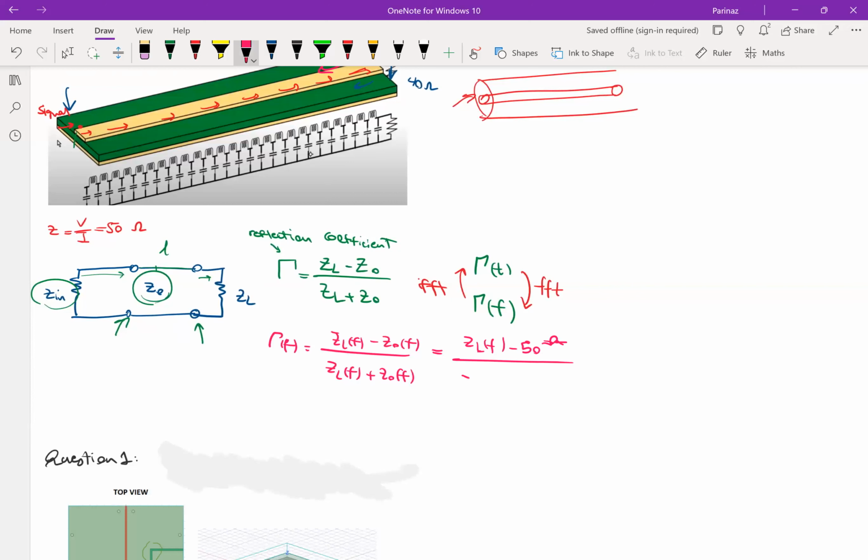This is 50 ohm, and I'm going to consider that in the frequency of my interest, ZL and Z naught are going to be constant. Now, when can ZL change with frequency? You probably guess it.